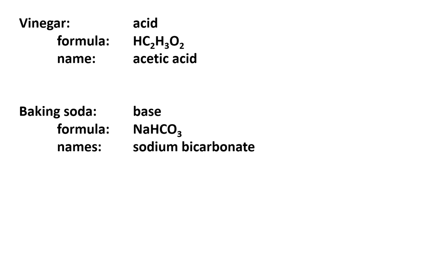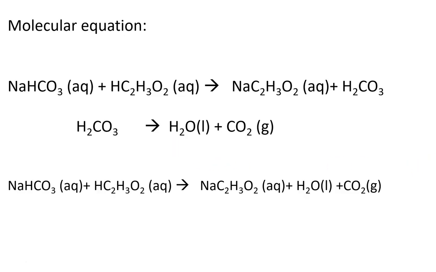So what we know about vinegar is that it's an acid. It's not one of the strong acids. Its formula is HC2H3O2, which is acetic acid. And as we can see here, it has a hydrogen to donate in this reaction. Our base is sodium bicarbonate, NaHCO3. And so those are the two that we mix together.